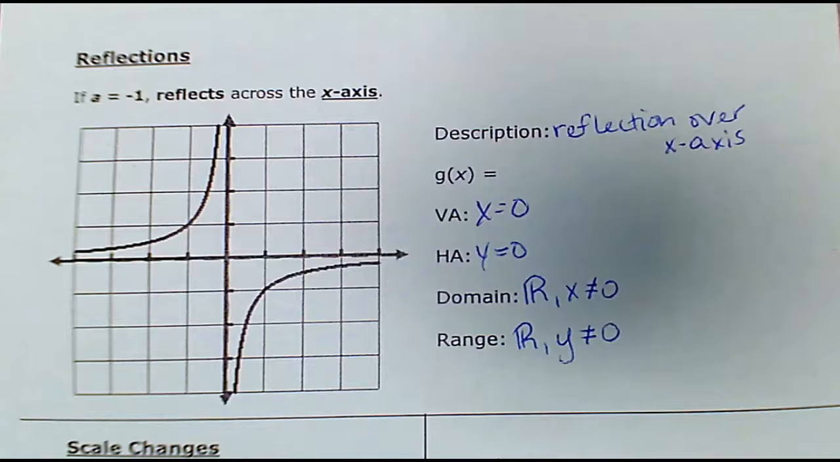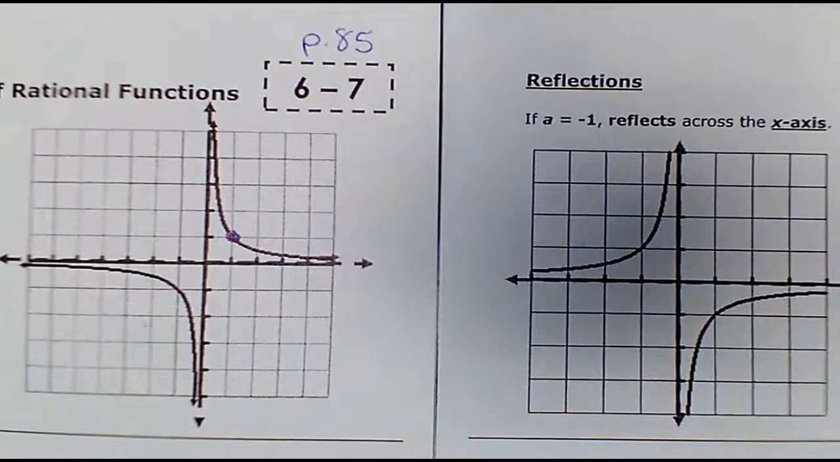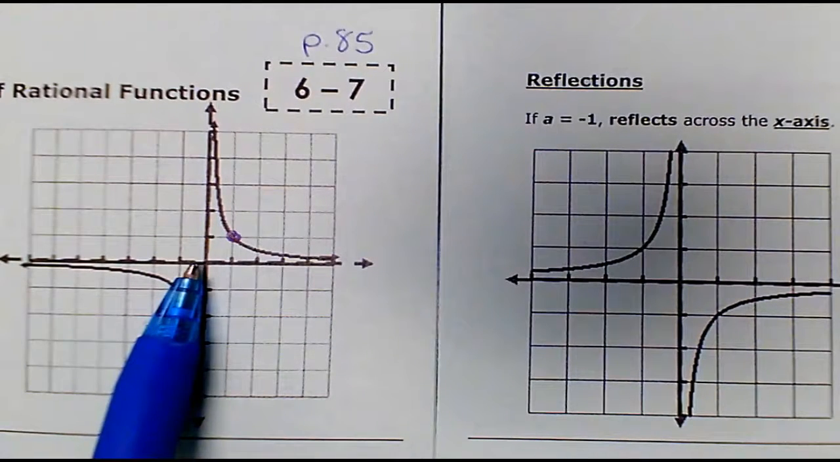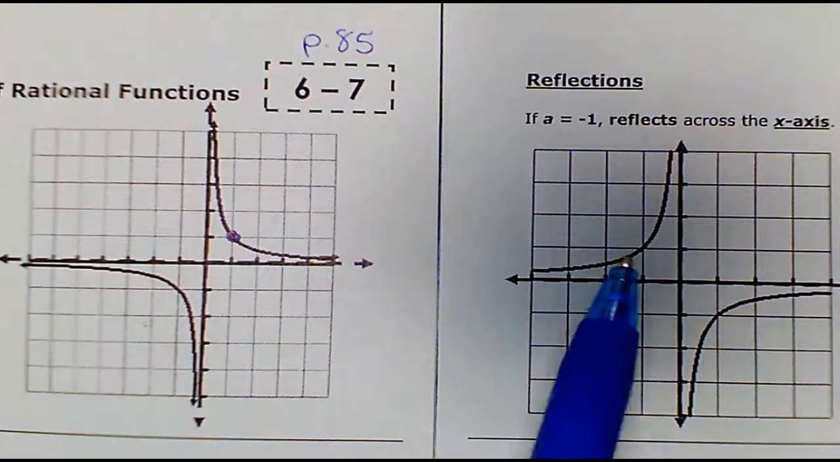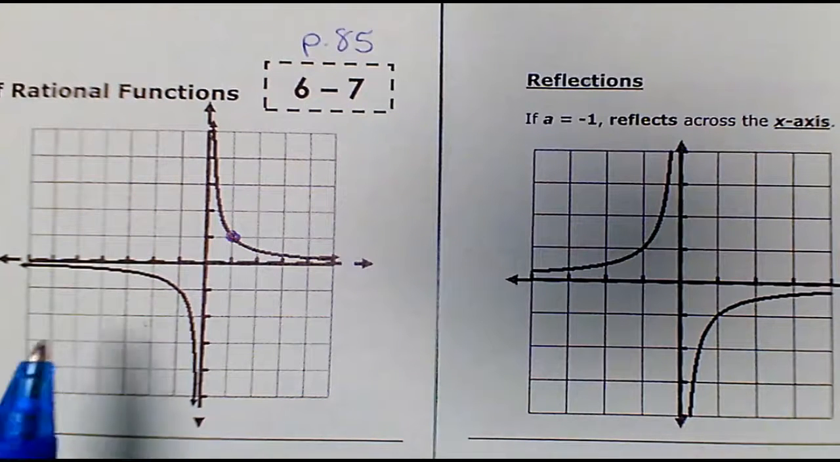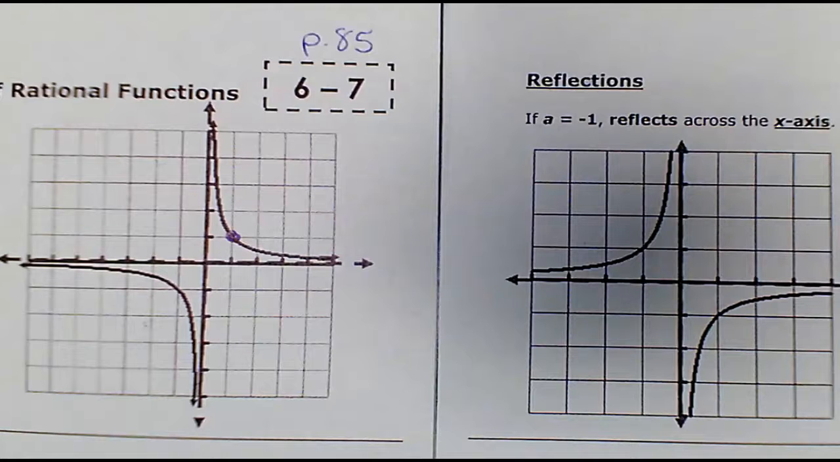Oh, that's a good question. How do you know if the graph reflects across the y-axis? So let me ask you something. If my parent function reflects across the y-axis, this goes over here, correct? Doesn't it show up here? And then this would go over here. Does it show up here? It kind of looks like the same thing, right? We're not going to talk about y-axis reflections for this today. Not never, just today. We're not going to talk about them.